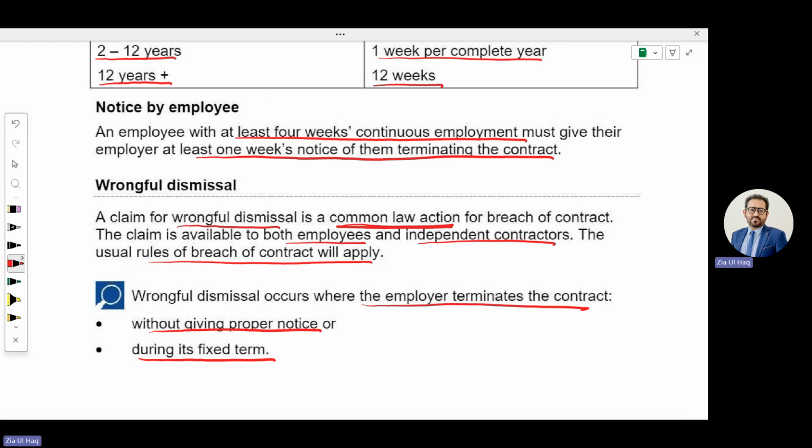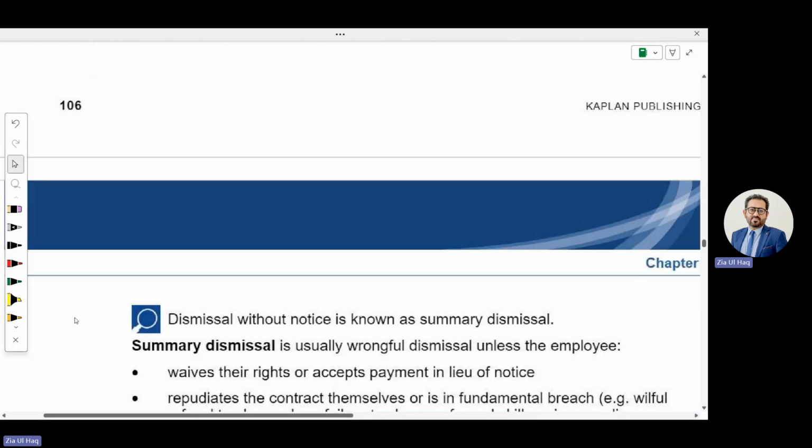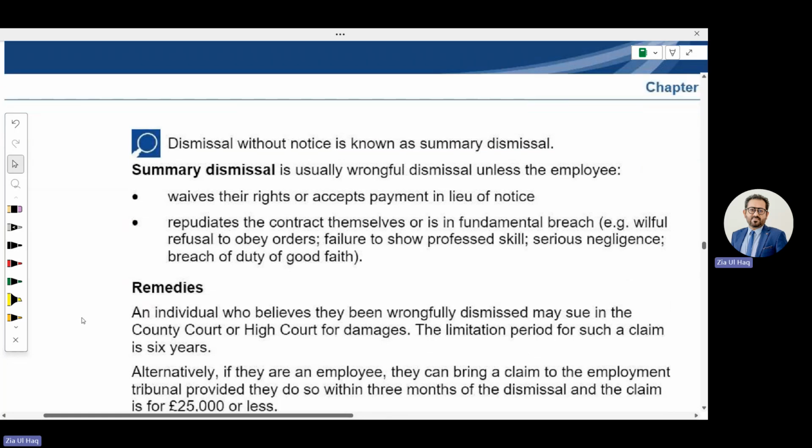Employees are terminated during the fixed term of work without being given a notice period. Dismissal without notice is known as summary dismissal. Summary dismissal means unfair dismissal. Summary dismissal is usually wrongful dismissal, unfair dismissal, unless the employee waives their right or accepts payment in lieu of notice.